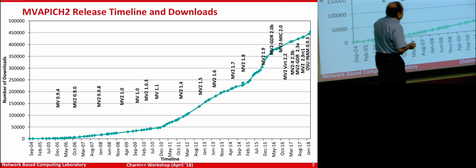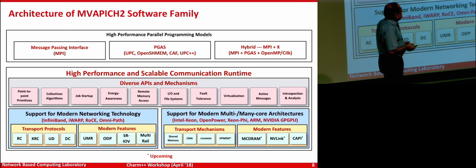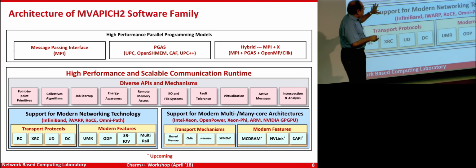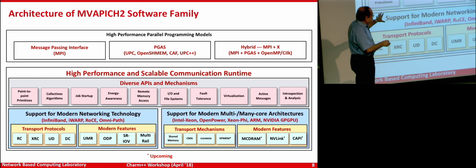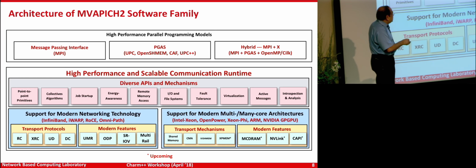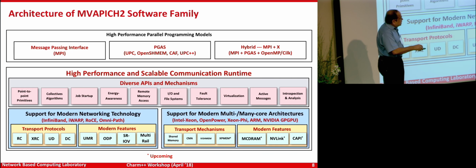So this is a quick timeline of downloads, I just wanted to mention this, but this is where the heart of the architecture lies. We take care of all the different networking technologies. We started with InfiniBand, but then iWARP, RoCE, which is RDMA over Converged Enhanced Ethernet, that's the field which is coming. And of course OmniPath, which is a derivative of QLogic InfiniBand. So we take care of all these modern features, transport protocols, and also all the platforms: Intel Xeon, OpenPOWER, Xeon Phi, ARM, NVIDIA.